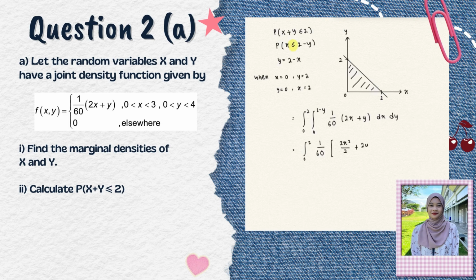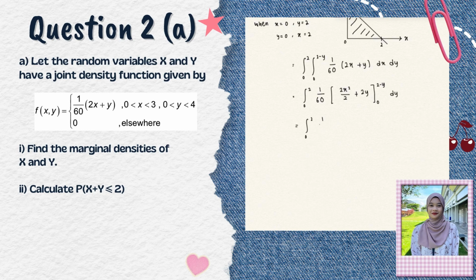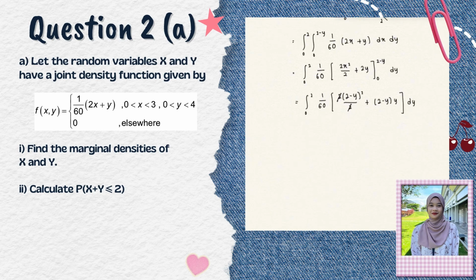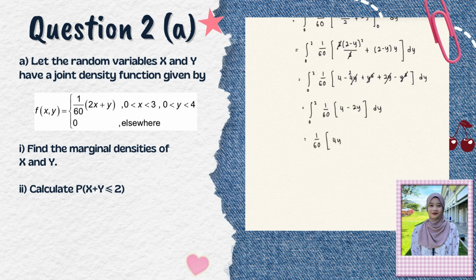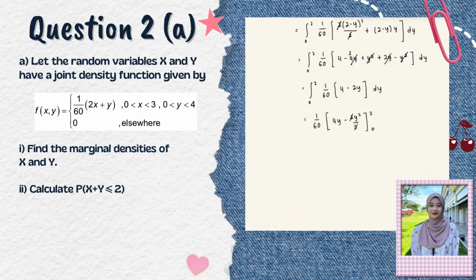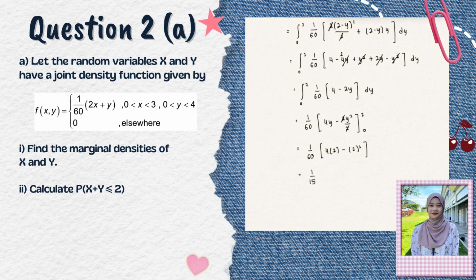Integrate 2x and y with respect to x. Next, substitute the limits. Now, expand it and we get 4 minus 2y. Then, integrate it with respect to y, substitute the limits and expand it. And the final answer is equal to 1 over 15.